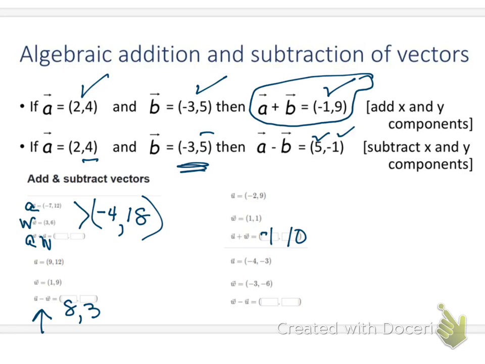Okay, here's another pair. Again, we're subtracting. Let's change that order. This looks like W minus A. So if that order is changed, we would start with W. Negative 3 minus a minus 4 will give me 1. Negative 6 minus a minus 3 will give me a negative 3.